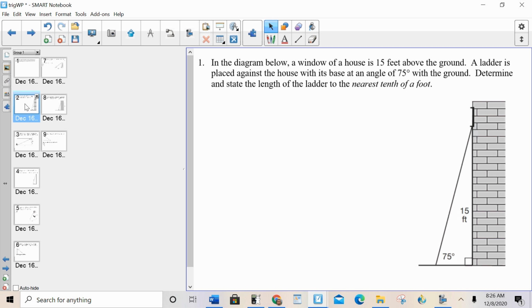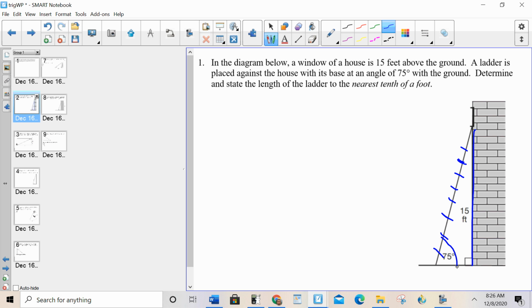In the diagram below, a window of the house is 15 feet above the ground, and as you can see, that makes this side right here 15 feet, which is labeled in the picture already. A ladder is placed against the house, so here's my ladder. It helps to make things look like what they actually are, with an angle of 75 degrees with the ground. So we can see that's in the picture as well. The angle that the ladder makes with the ground is 75.